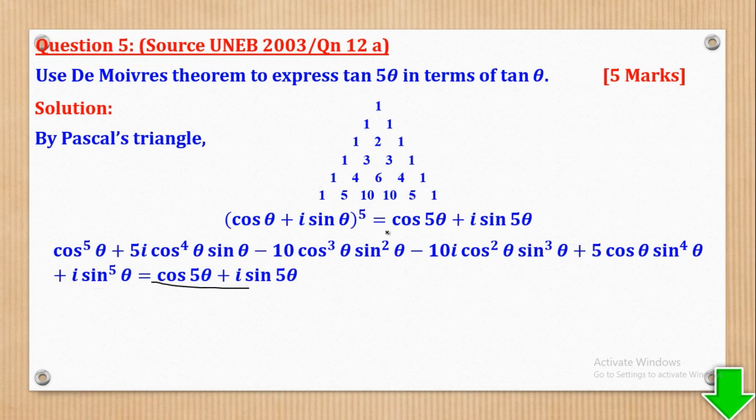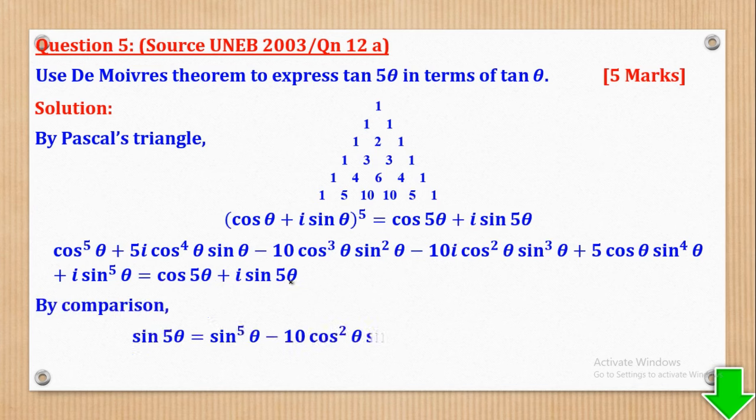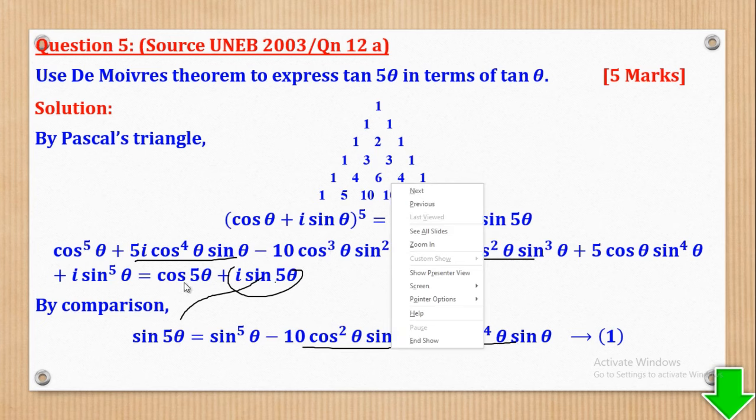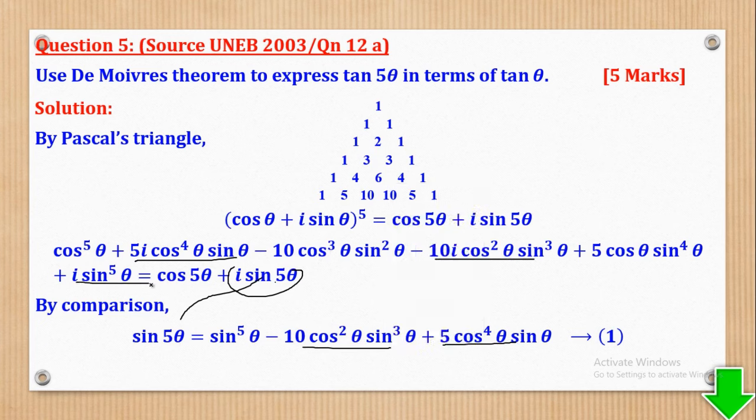Then this side is this other side here. Okay, so now we are done with expanding. Now we are going to compare real alone and imaginary alone. So when I start with the imaginary part of this, it will be sine 5 theta, and on this side there is this imaginary, which is here. There is also this imaginary, which is here, and also this imaginary, which is there. Okay, what about the real part?